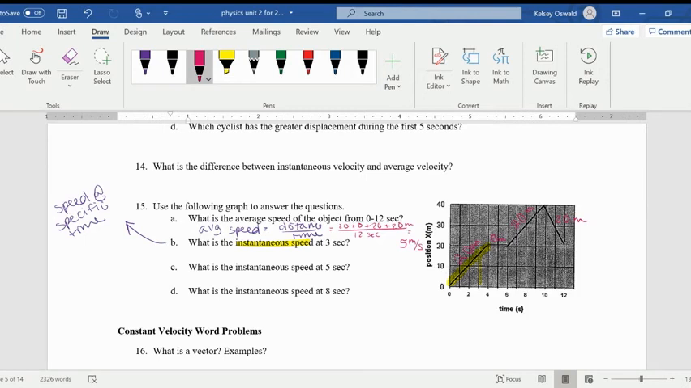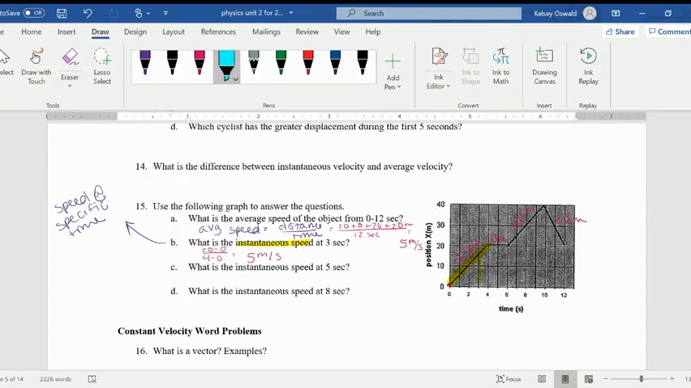So in this case, what we'll do, we know our slope. We can pick 2 points. We can find the difference in our y values. So 20 minus 0 divided by the difference in our x values, so 4 minus 0. And we should find our instantaneous speed there is going to be 5 meters per second. Okay, because the slope of the line that contains 3 seconds is 5 meters per second.